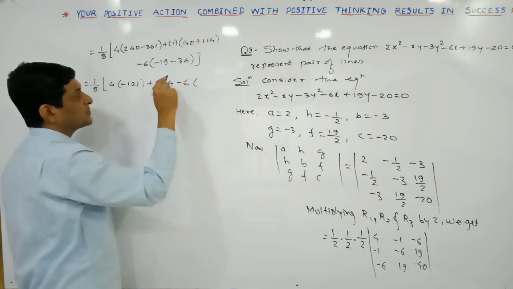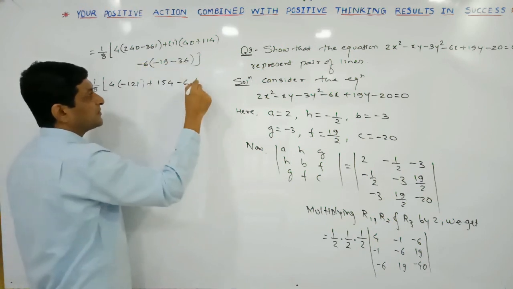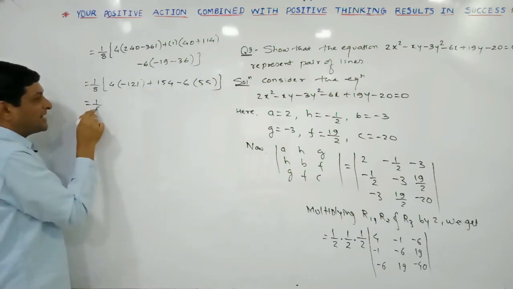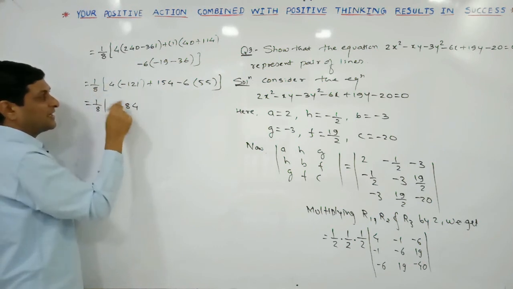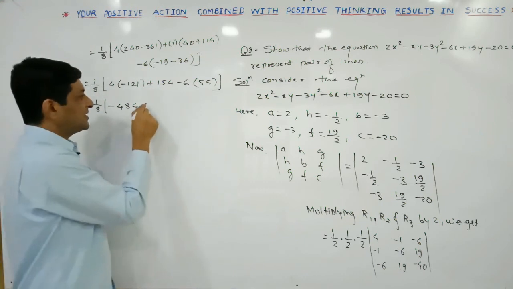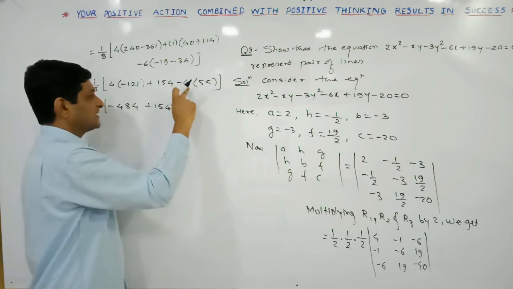Their addition will be equal to 36 plus 19, which will be equal to what? 55. So this is equal to 1 by 8 as it is. Let us take the multiplication. 4 1s are 4, 4 2s are 8, and 4 1s are 4, means minus 484. Here plus 154, keep it as it is, minus also as it is, 6.